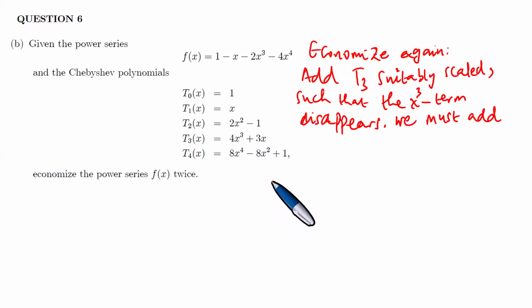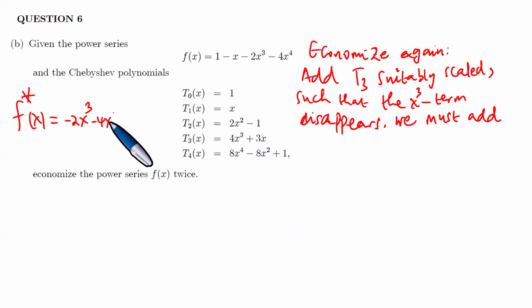Okay, now because we economized and got f star of x, and this f star of x became minus 2x cubed minus 4x squared minus x plus 3 over 2. If you look at the x cubed, we want to make the coefficient of x cubed the same. So we must add 1/2 of T3 of x.